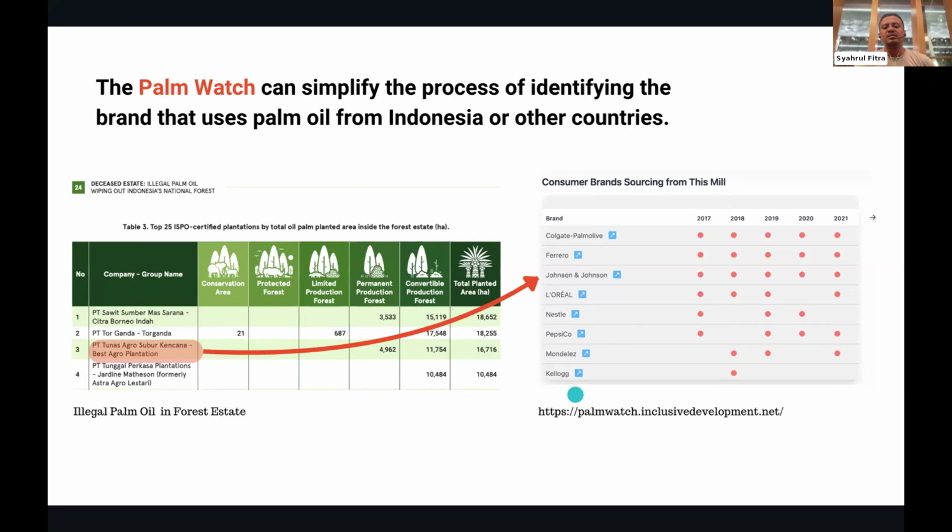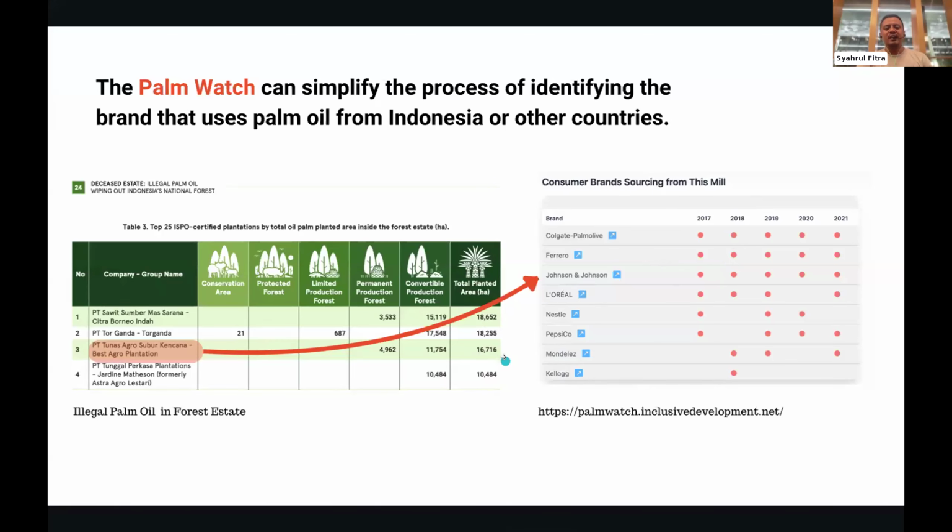And I tried to find in PalmWatch, oh, this 2021, because the research on illegal palm oil looked at the expansion of palm oil from 2001 until 2019. So it will be linked with this one. So in 2019, of this Best Agro product, specifically Tunas Agro Subur Kencana, going to this brand, we can see in PalmWatch.